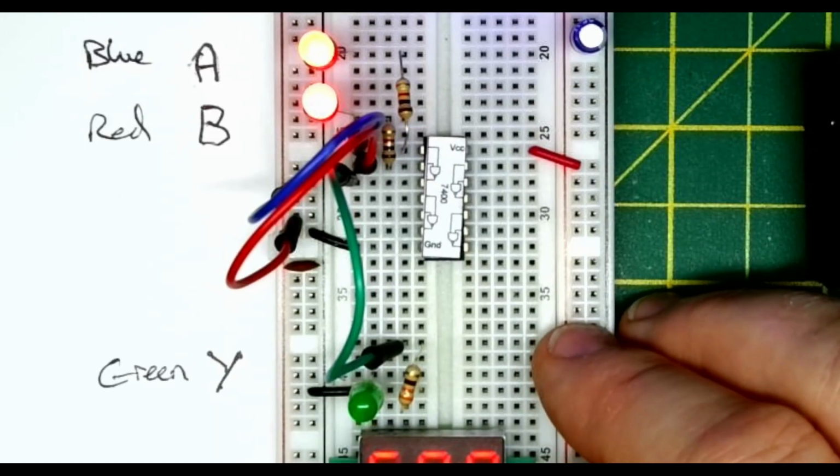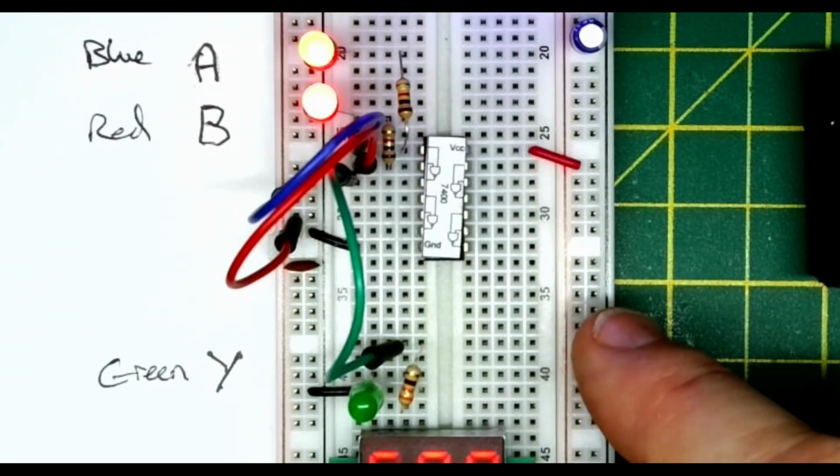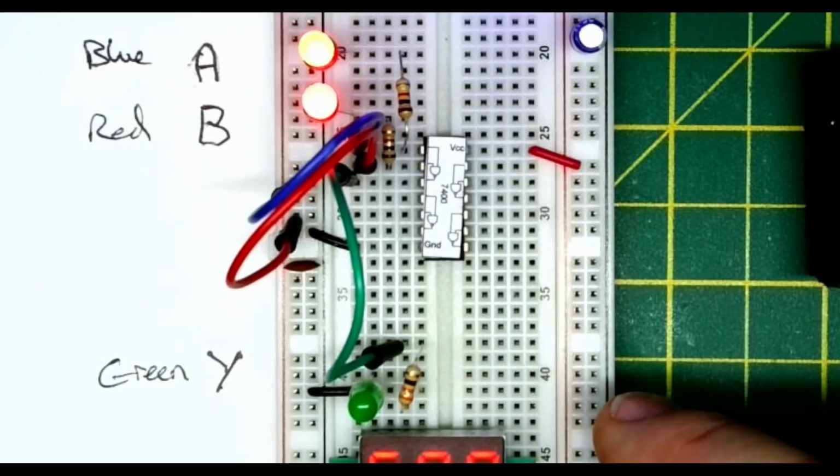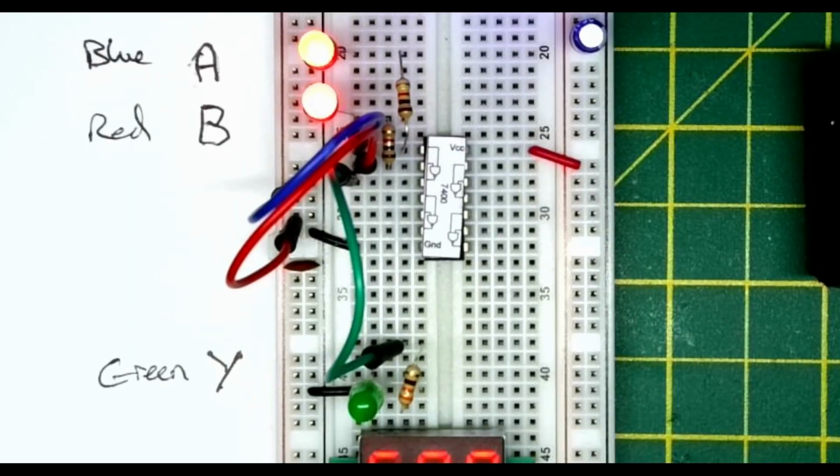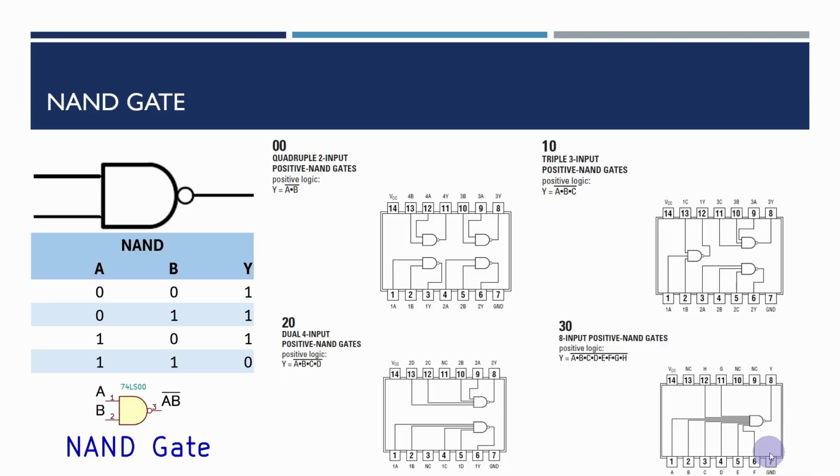But one of the key things we're going to look at is that the NAND gate can actually be used to build all other gates as well. We'll look at that in a few minutes. So that's the NAND gate.